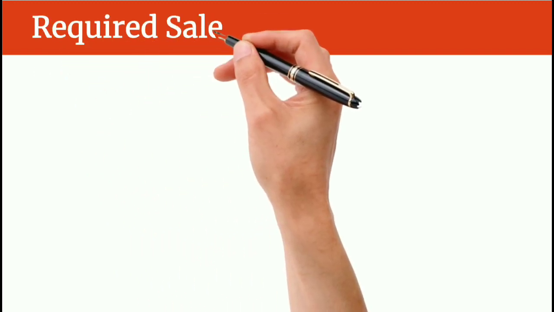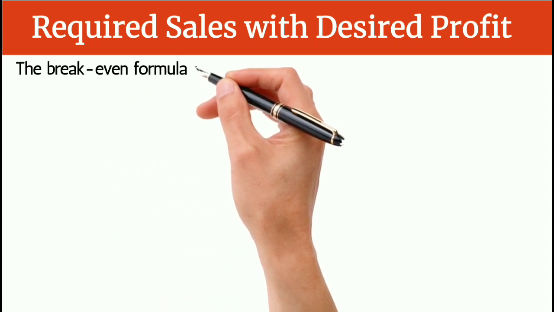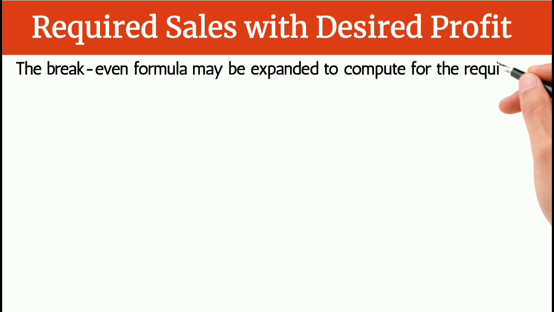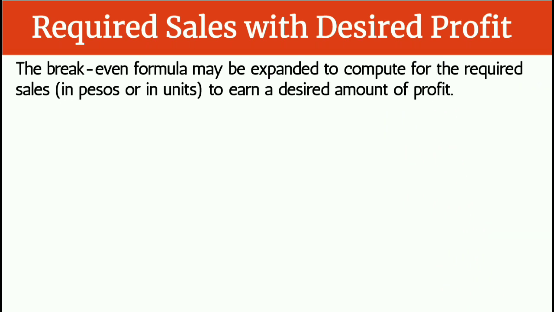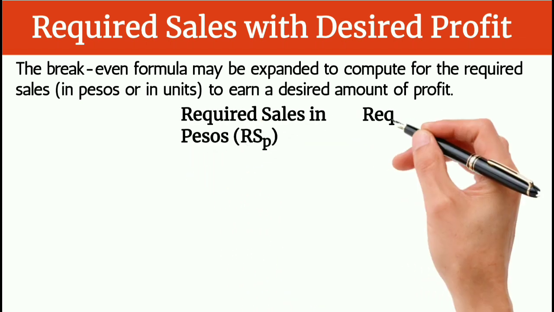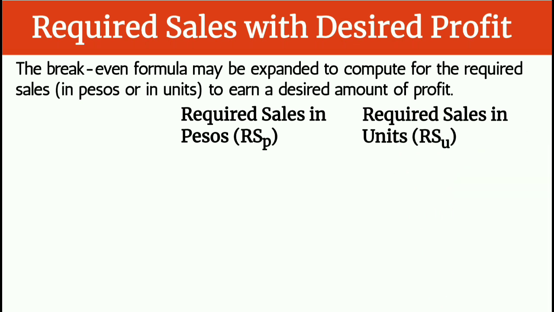Let's now proceed to the required sales with desired profit. The break-even formula may be expanded to compute for the required sales in pesos or in units to earn a desired amount of profit. So, pwede pa nating i-expand yung formula ng break-even point in pesos at break-even point in units para makompute yung required sales in pesos at required sales in units. Ang ibig sabihin ng required sales in pesos ay ilan ba yung sales in pesos para ma-achieve yung desired amount of profit or para ma-achieve yung target profit. Yung required sales in units naman, ilang units ba yung dapat na mabenta para ma-achieve yung desired amount of profit or target profit.